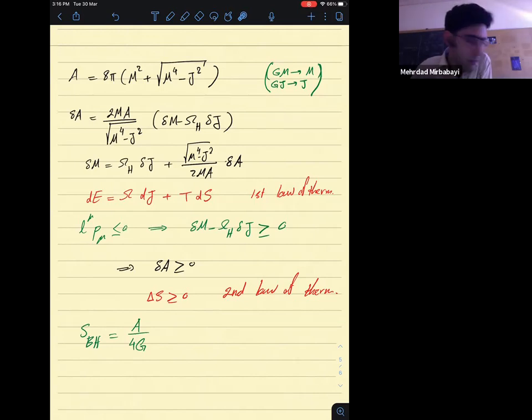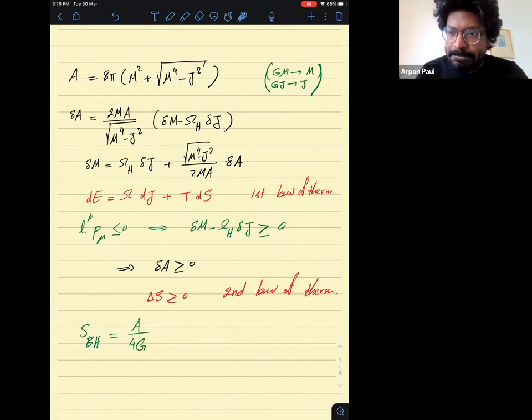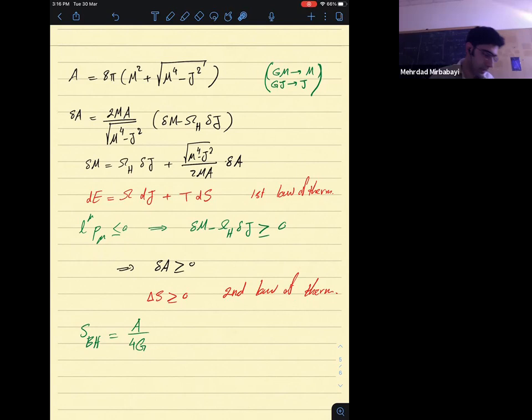Oh, by the way, I wanted to mention something else related to this area theorem, area law. So there is, unless you want to continue, Arpan. No, it's okay. Okay.